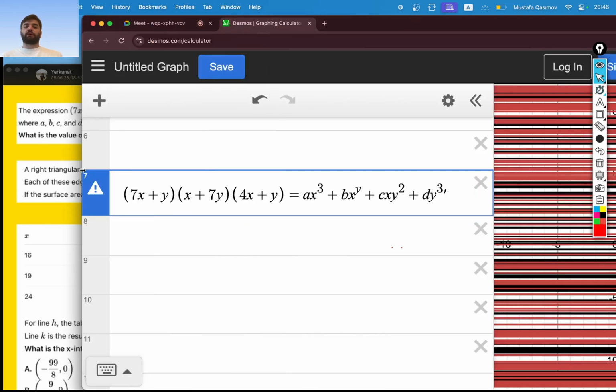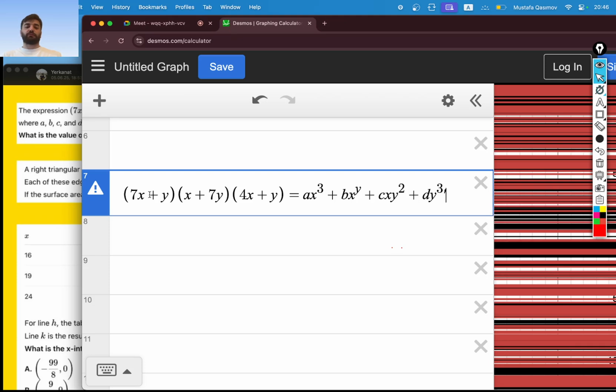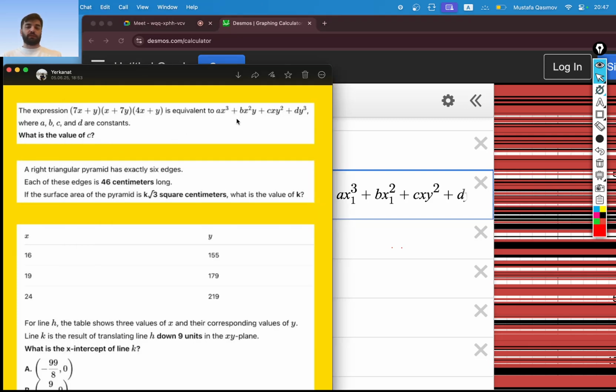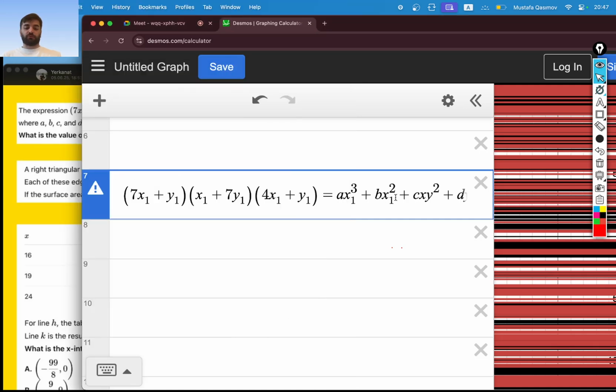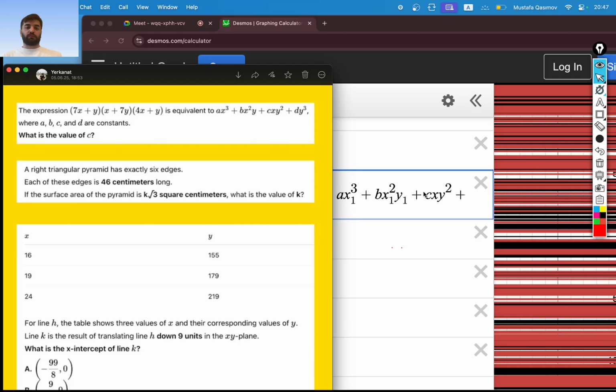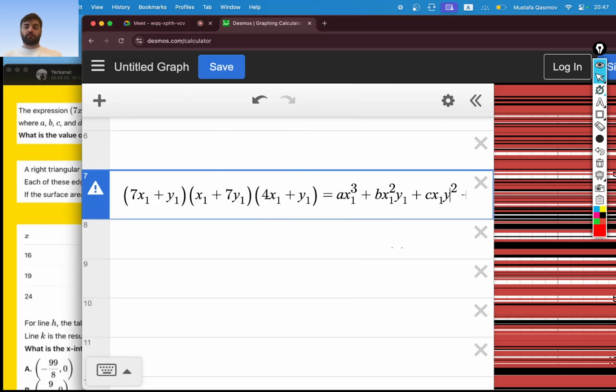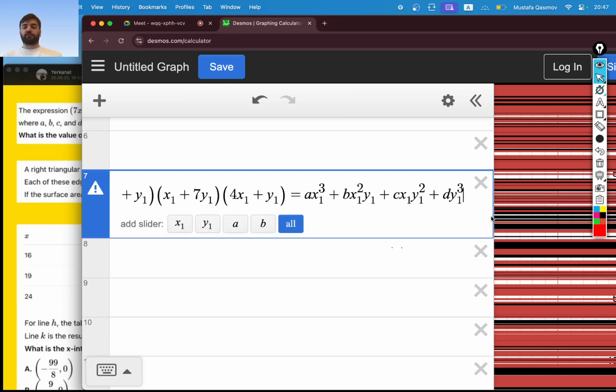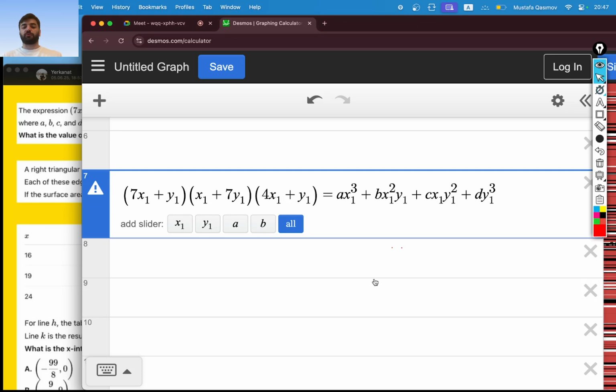Okay, after writing it like this, you have to write x1 and y1 instead of x and y. It was 2, I think. Also b x square y. Okay, we have also y here. So you can see that it is also not a short method.